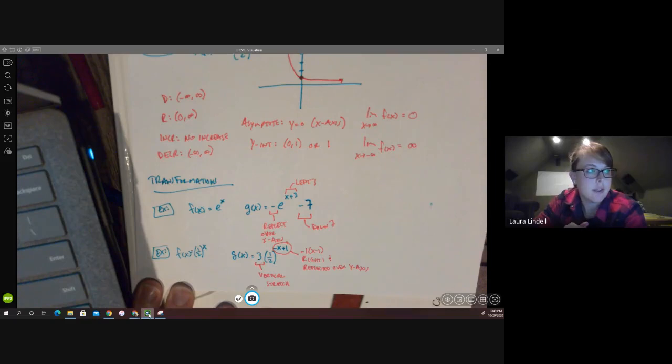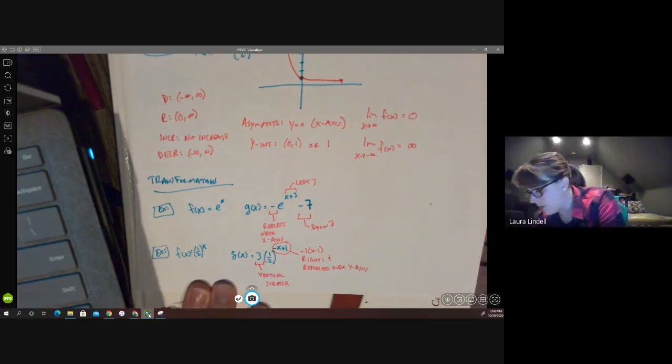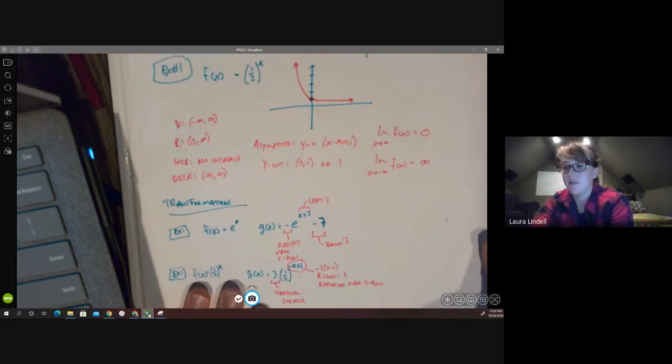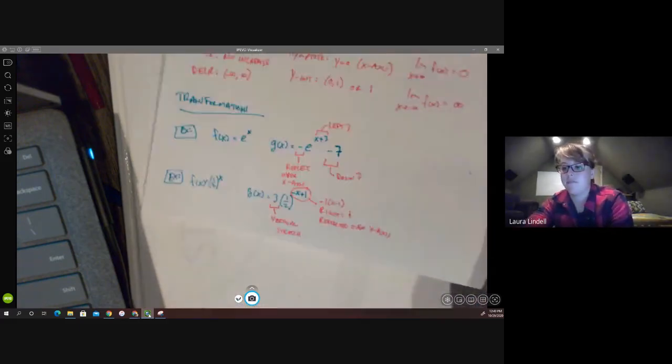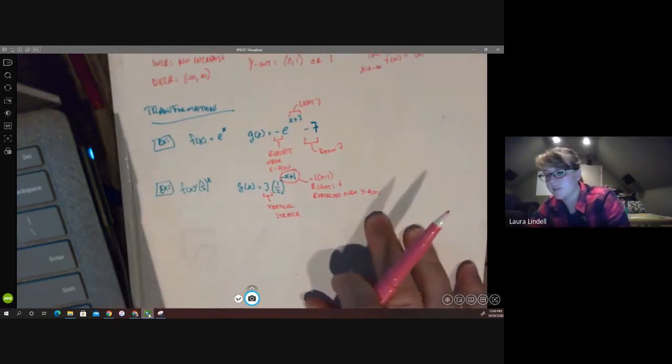Okay. Any questions with either of these two so far? Any numbers we're not sure where they came from? Any steps we're not sure what happened there? Okay. Then I'm going to give you guys a couple transformation ones to try. I will try to leave this here for reference.